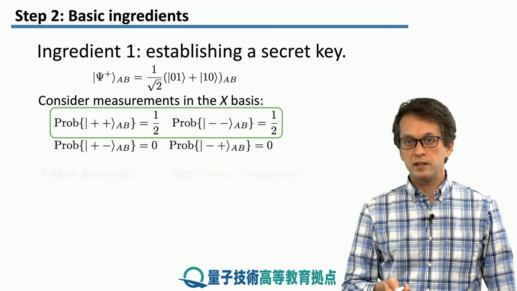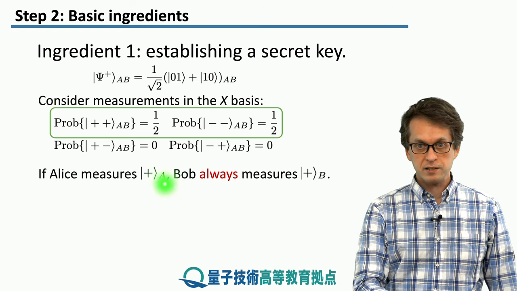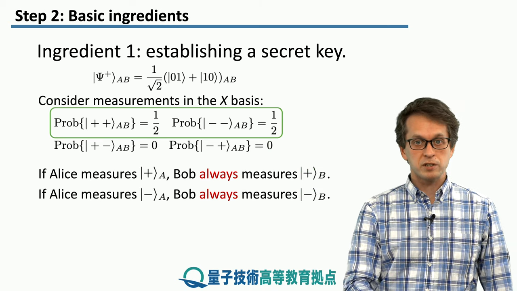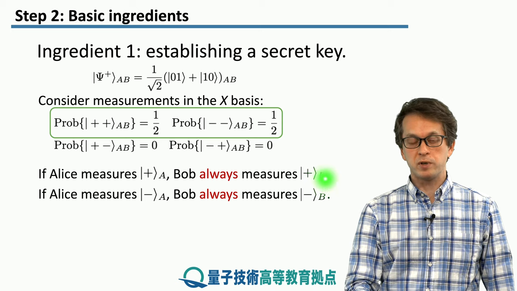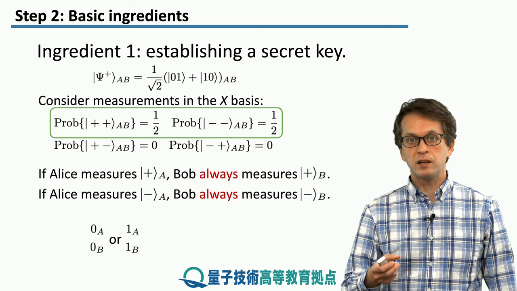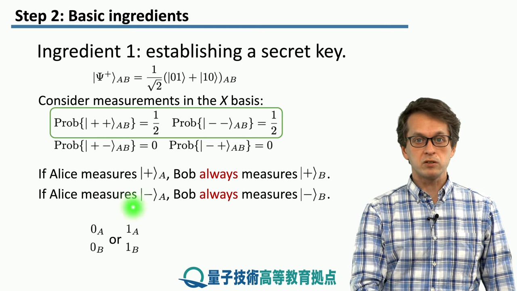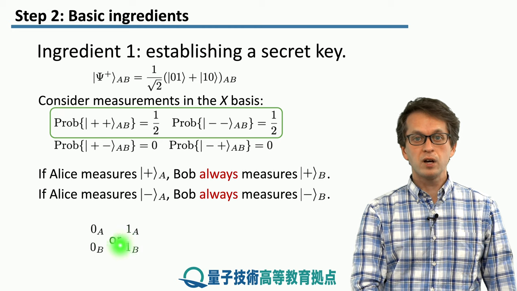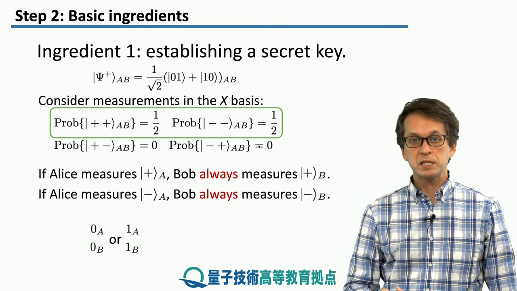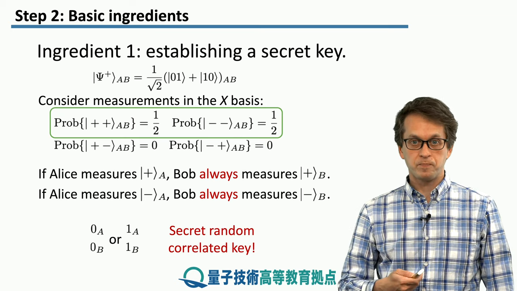In this way, when Alice measures state plus, Bob always measures state plus. When Alice measures state minus, Bob always measures state minus. So in terms of the classical bits that they get as the outcomes of their measurements, they always get either 0, 0 with probability a half, or 1, 1 with the same probability of 50%. In this way, they can establish a secret random correlated key.